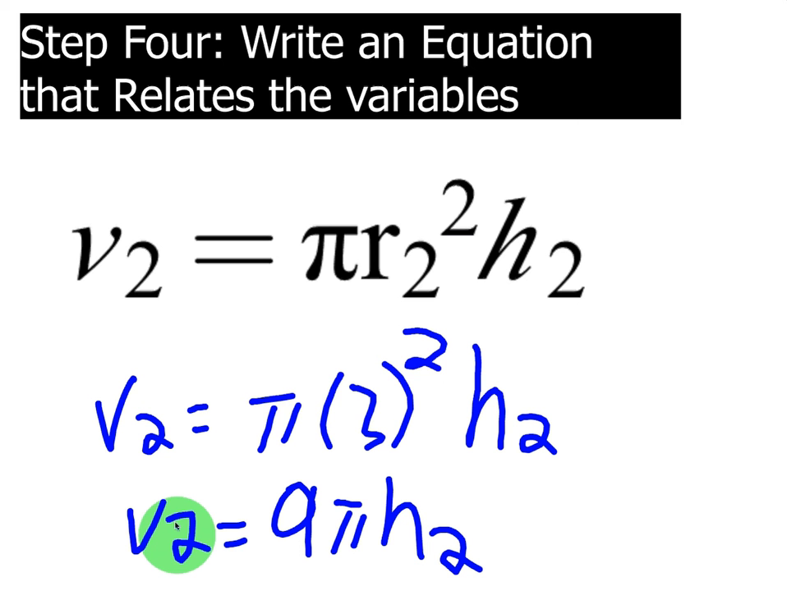That's it for step 4. Again, you're just writing out an equation that relates the variables and trying to simplify it as much as you can. If you have any other questions about this step, let me know.